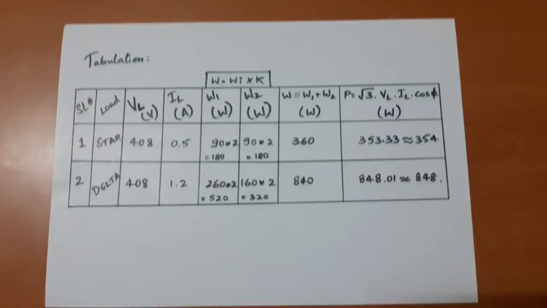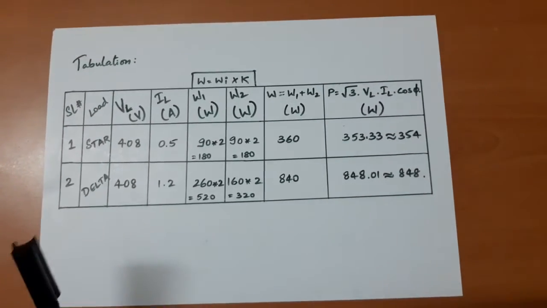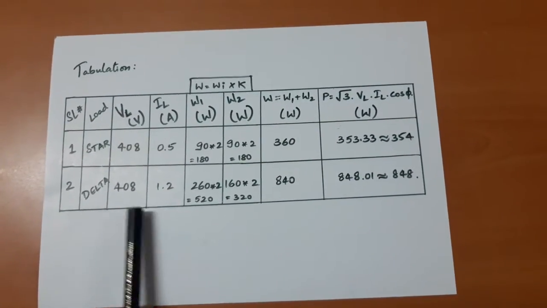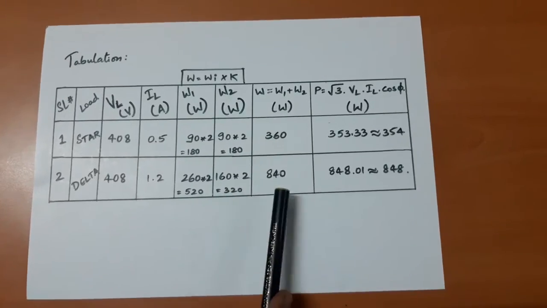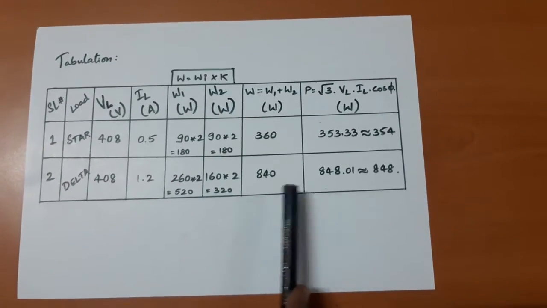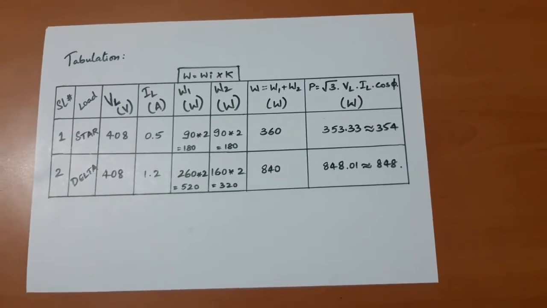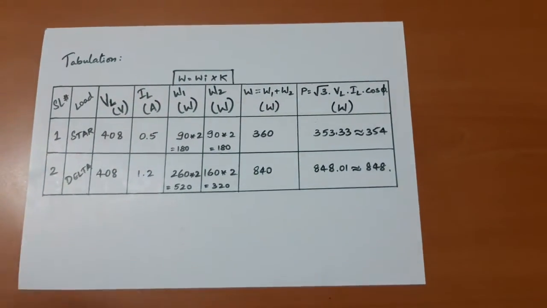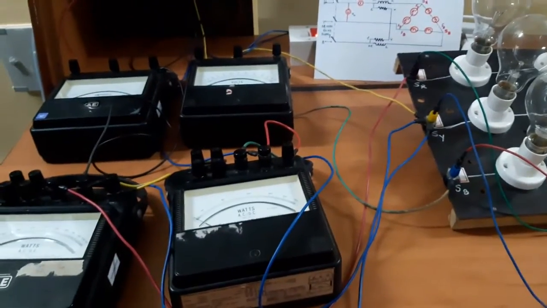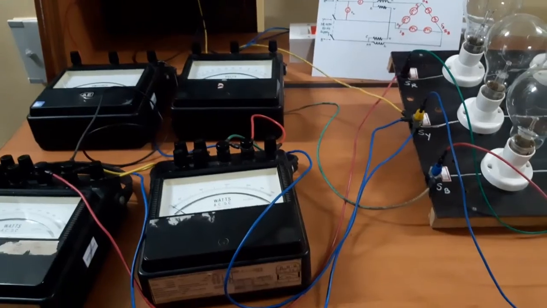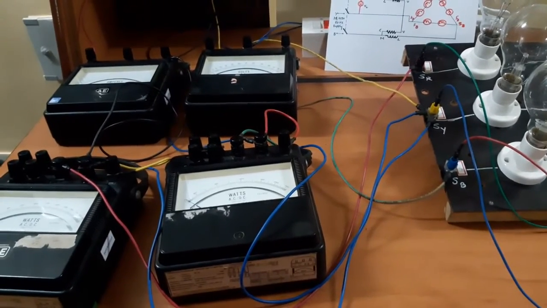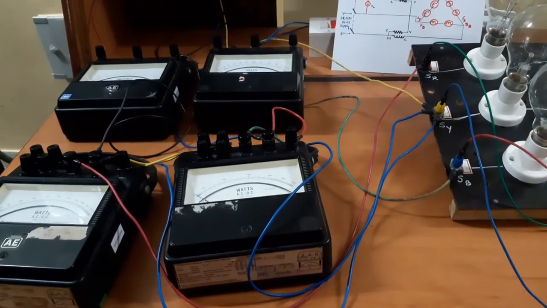Tabulating the readings of the experiment we just conducted: VL, IL, W1 and W2, W and P. We can notice that the values of P and W are almost close. So this indicates that we have completed measuring the three-phase power of both star and delta connected loads.